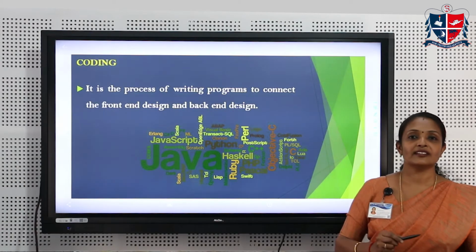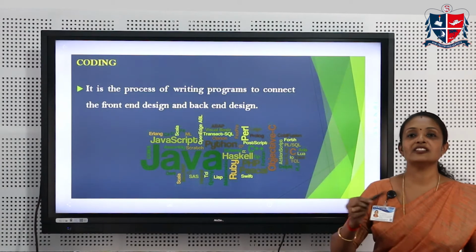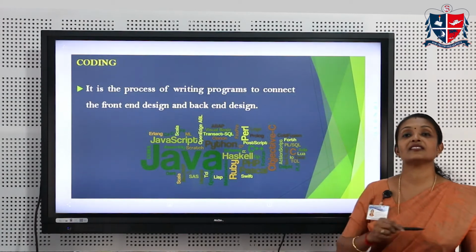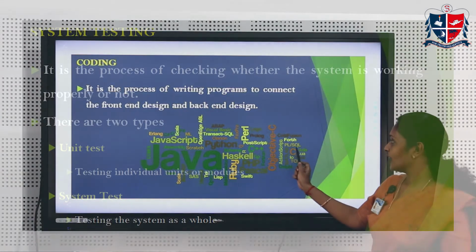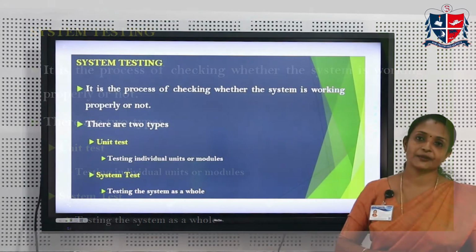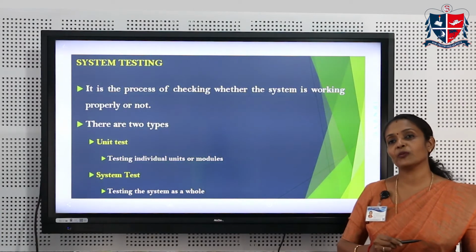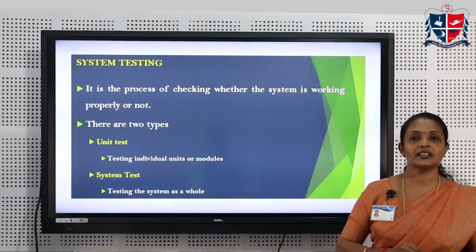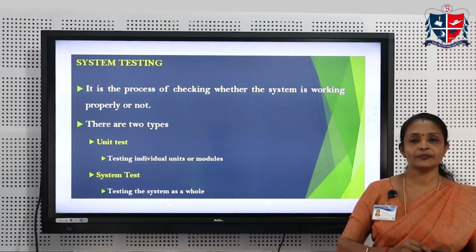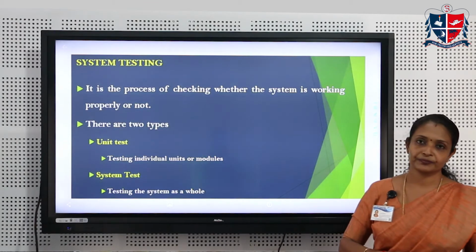And after coding, we can say that the software is almost ready. Now we can implement or install the software into the user's site. So before that, we have to ensure whether the system is working properly or not. For that purpose, we are moving on to the next phase, that is known as system testing. System testing means we have to check whether the software is working properly or not. If it is working properly, then we can say that the software is ready for installation. And if there are any errors occurring, then we have to again make the required changes in the programming part.